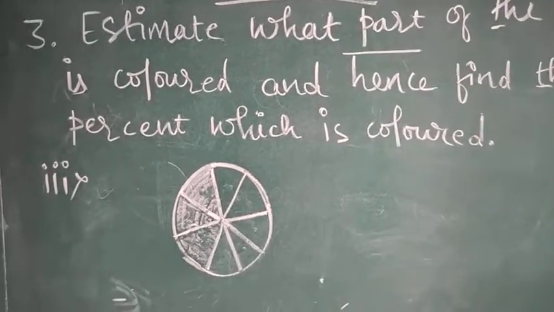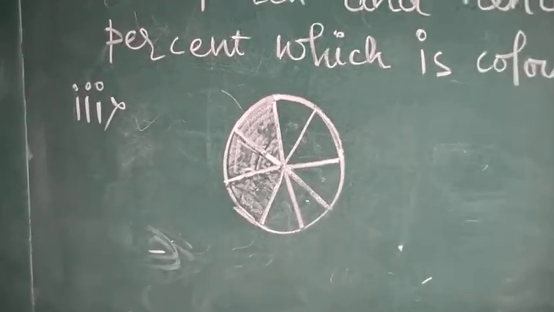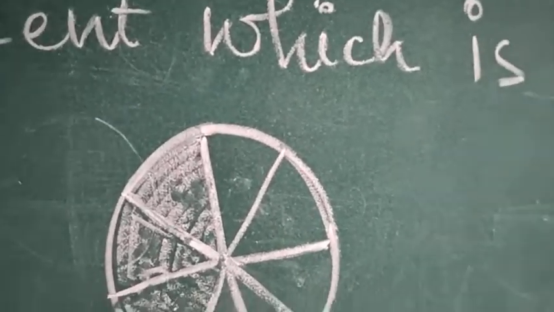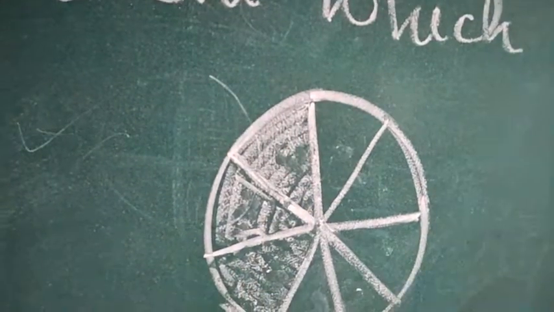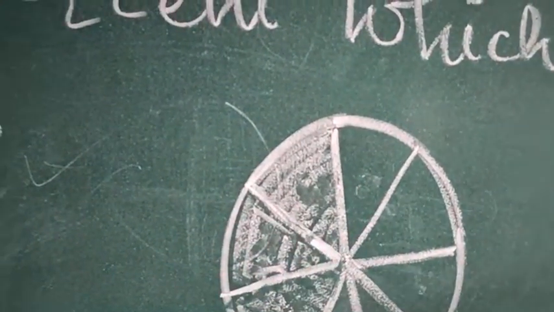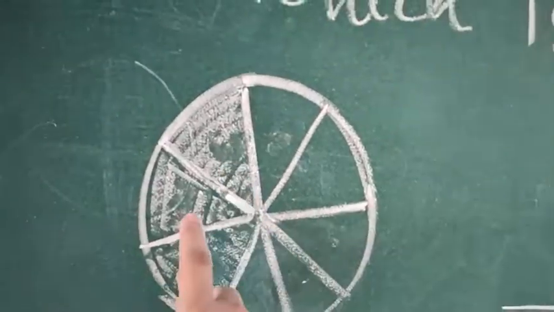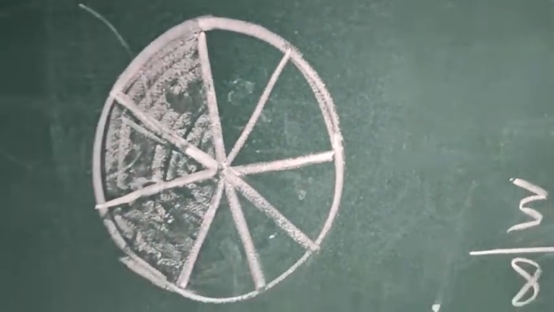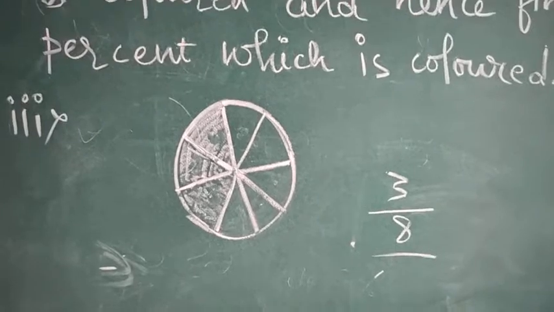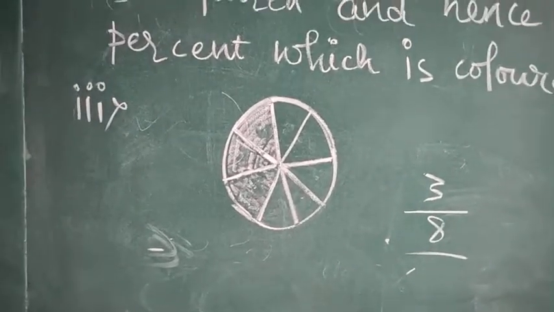Alright, children, proceeding to the part 3. Here it is also similar to the previous one only. You have to count how many parts are there. 1, 2, 3, 4, 5, 6, 7, 8. So out of 8, how many parts are shaded? 1, 2, 3. So it is 3 by 8. Now you will find out what percent of this part is shaded.